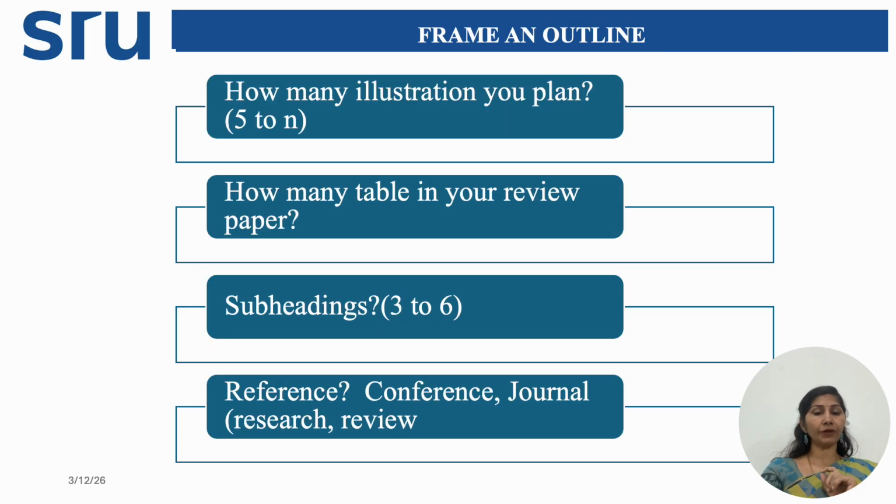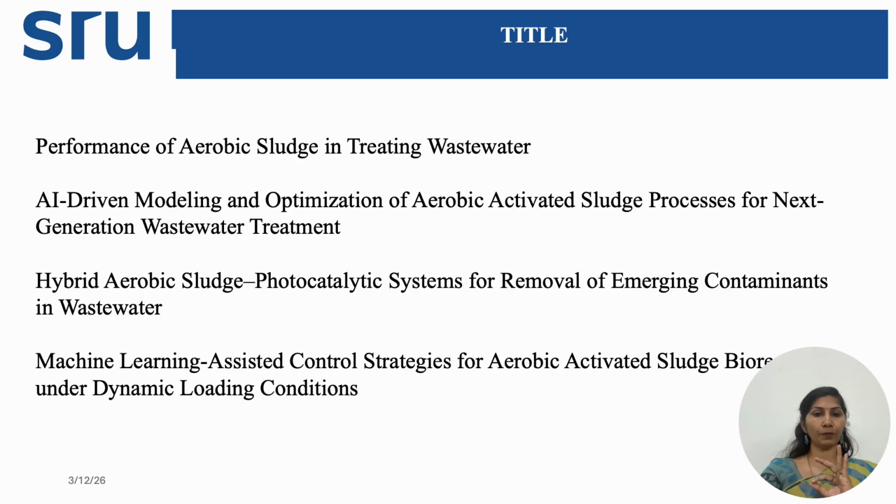Then after finalizing a title, you have to finalize how many illustrations and drawings you are planning for your work, how many tables, subheadings, references. All those things you have to pre-plan. So now what you are doing is structuring, or framing the outline of your paper. First, we have chosen the approximate title and you have framed the outline of the paper also.